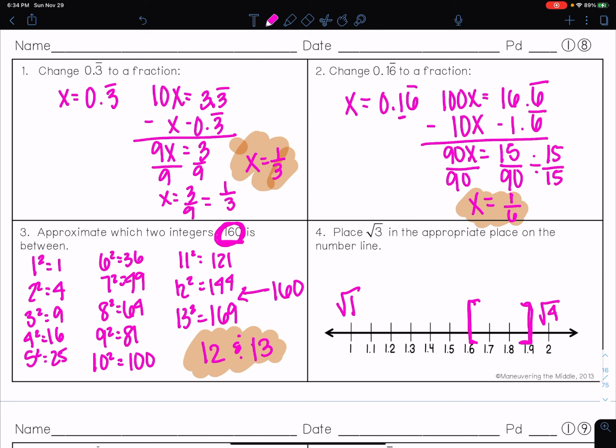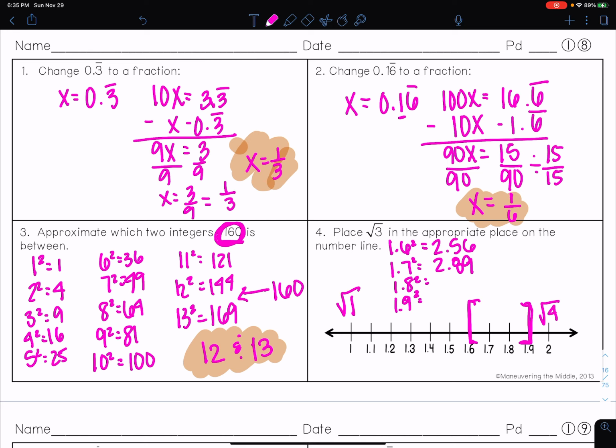So let's go ahead and see what all of these numbers are squared. 1.6 squared, 1.7 squared, 1.8 squared, and 1.9 squared. Okay, so we will go ahead and do that now. All right, so 1.6 squared is 2.56, so it's a little small, but not too bad. 1.7 squared is equal to 2.89, that's very close.